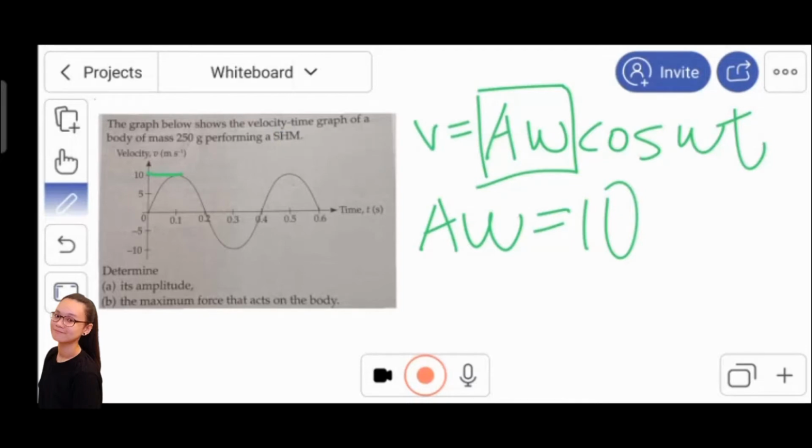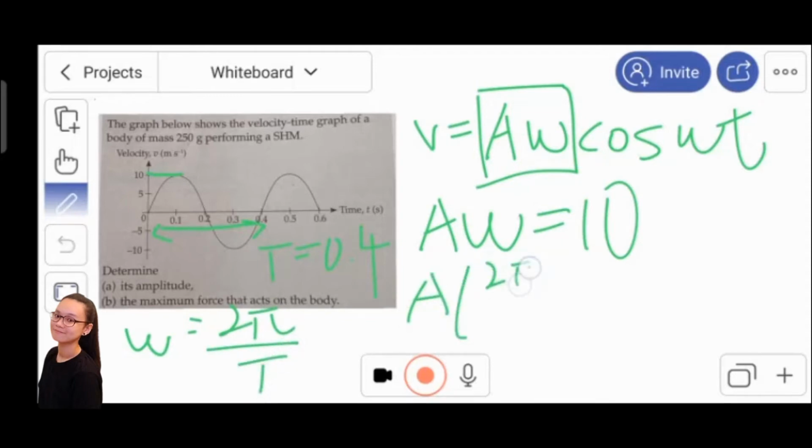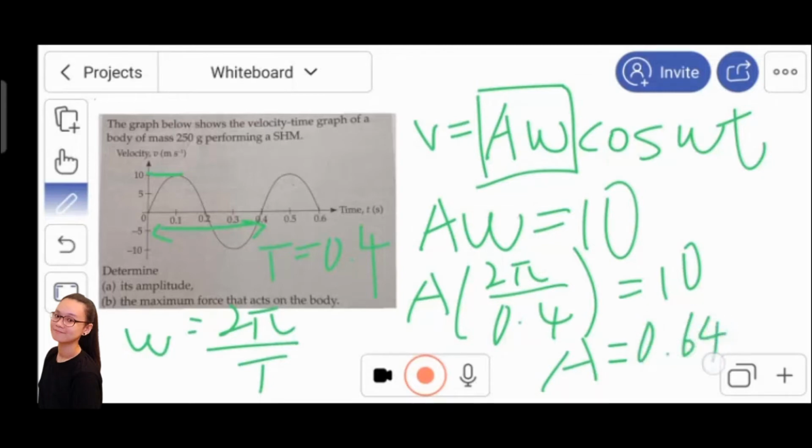So how can we find the amplitude? Actually, we can calculate the omega. From here, we can get the period, which is equal to 0.4. What is the formula of omega? Omega equal to 2 pi over T. So let's sub in. So we can get the amplitude here, which is 0.64 meter.